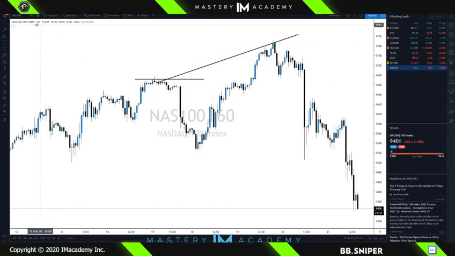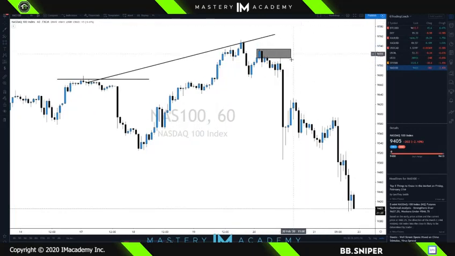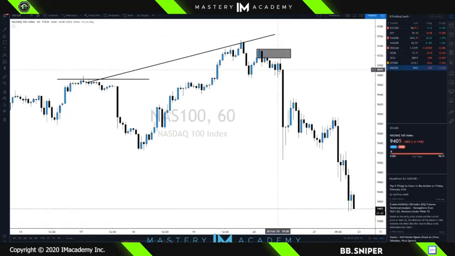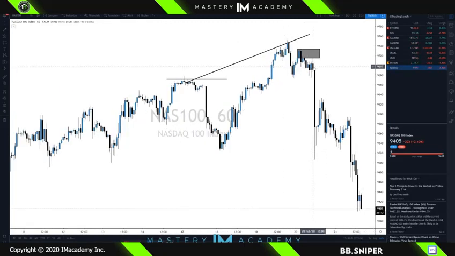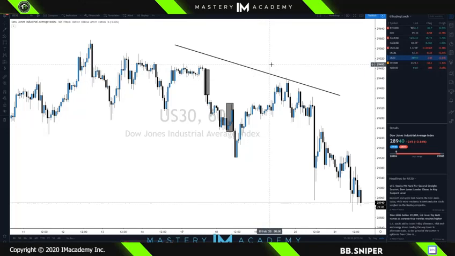NASDAQ. Here we are at New York open. Here's that past structure, come back up, we retest it. Not only do we get a weak close on the S&P 500, we get a bearish candlestick close on the Nasdaq. More evidence of weakness in the market. Lower high on the Nasdaq, lower high on the S&P 500, bringing it back to US 30.